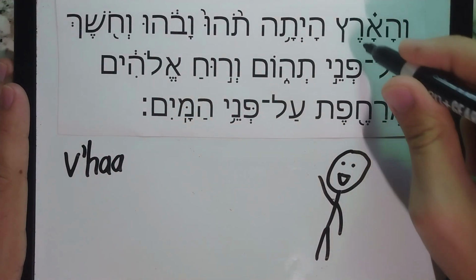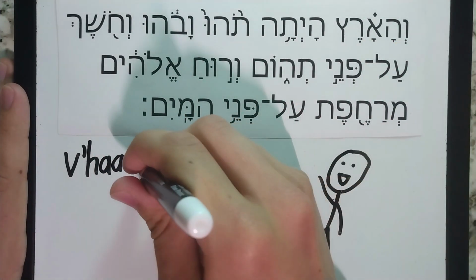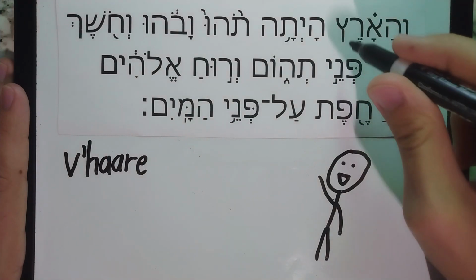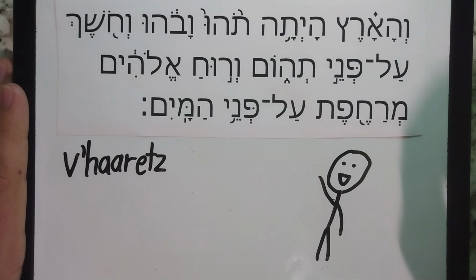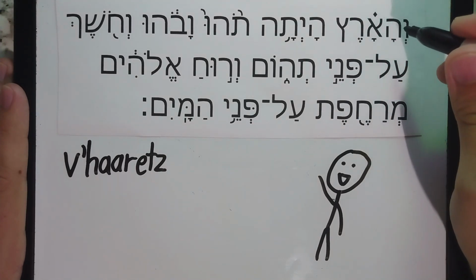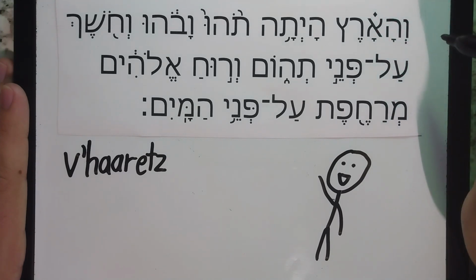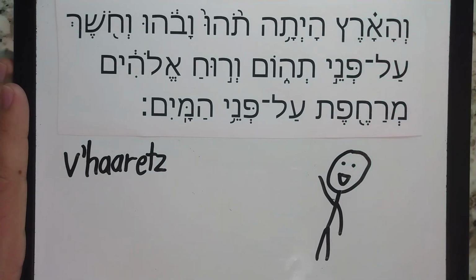Next is a letter resh, which makes the r sound. A segol is under that, which says eh, and the last letter of this word is a final tsadi. Tsadi makes the ts sound. We can see that above the aleph there is a punctuation mark, which means that the aleph's syllable, ah, is the syllable with the accent. So this is v'ha'aretz. V'ha'aretz.